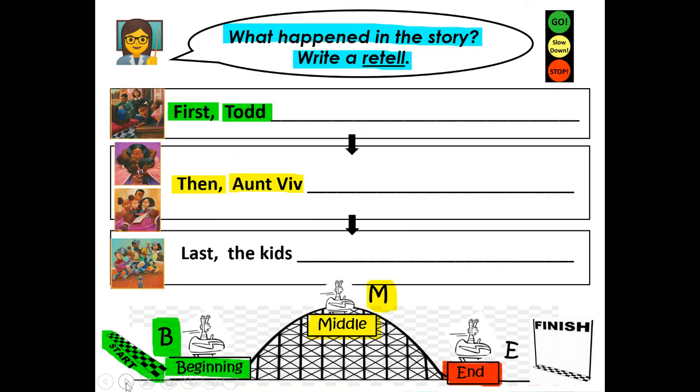So now we're at the end of our story, the finish line. What happened last? So you're going to write this. Last, the kids, what did the kids do? So say your sentence, push pause, then write your sentence. Last, the kids. So push pause, write your red sentence. When you're finished, push play to rejoin the lesson.